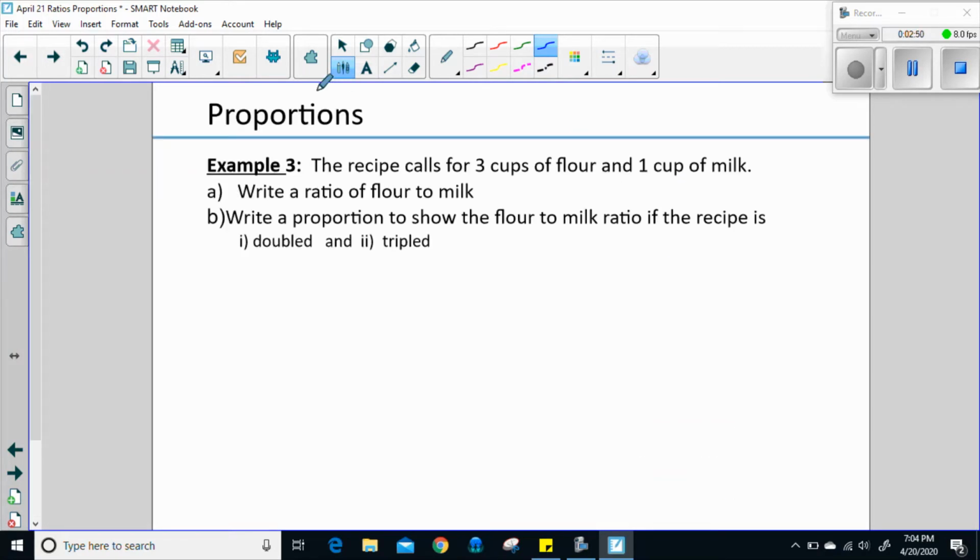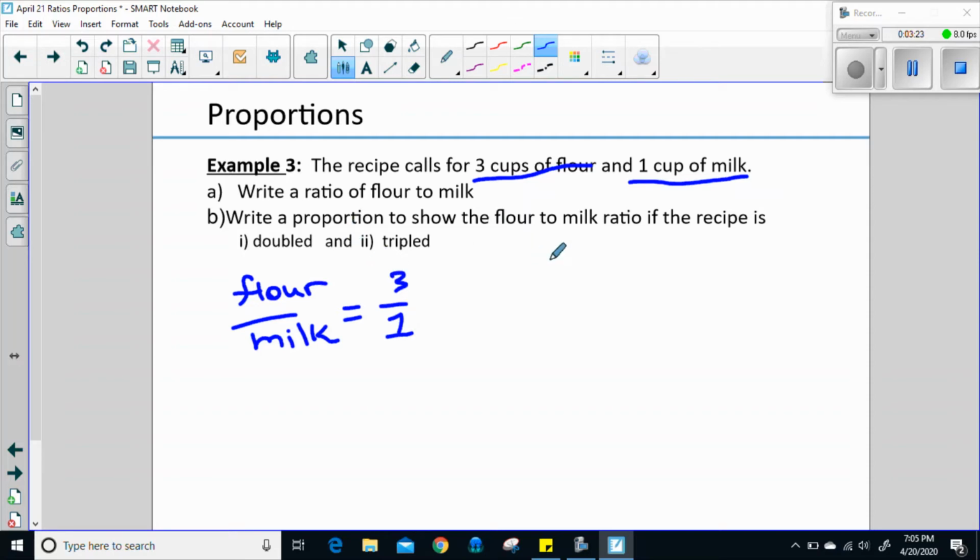All right, let's solve. The recipe that we're going to look at today calls for 3 cups of flour to 1 cup of milk. So let's write a ratio of flour to milk. I've got 3 cups of flour, 1 cup of milk. So let's write our ratio here. Flour to milk is going to be 3 to 1.